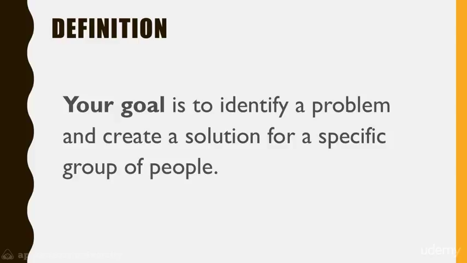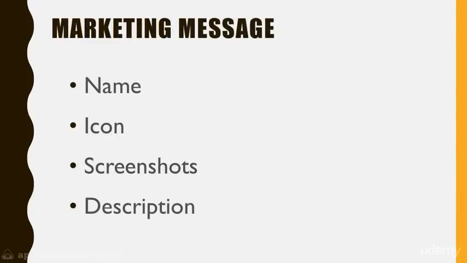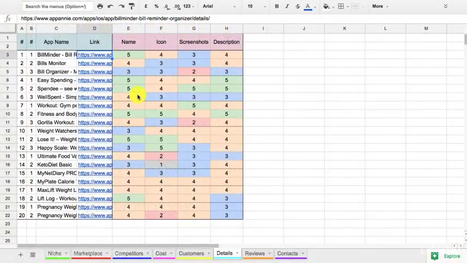So, for this step, we will discover some profitable opportunities that our competitors can show us. There are 4 main elements on an app page that carry the marketing message to a user: name, icon, screenshots, and description. In our table, we've assigned a rating for every element of each of the apps we've collected during the previous stages. Let's take some examples and compare them with the best in our list. Let's start from the first app, BillMinder, and go to its page through the link.